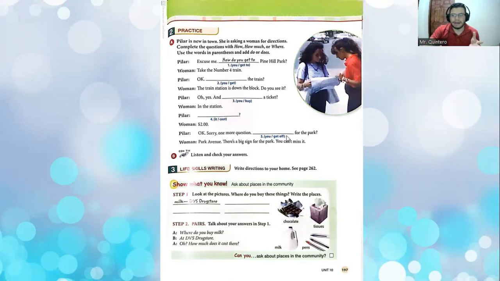¿En dónde me tengo que bajar? ¿En el parque? Park Avenue. There's a big sign. Hay una gran señal por el parque. You can't miss it. Usted no se puede perder.